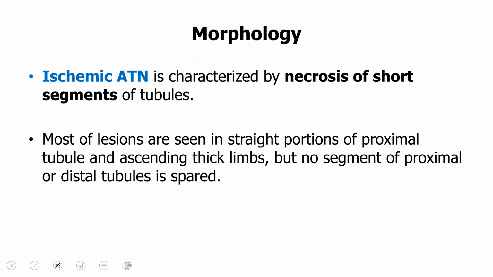So now let us talk about the morphology. I hope you will be clear about morphology if you are clear about the pathogenesis part of the video. In case of morphology, we should divide the morphology into ischemic acute tubular necrosis and toxin-mediated acute tubular necrosis. Basically, ischemic and toxin-mediated acute tubular necrosis are very similar, with only a slight difference that I'll be discussing in a later part of the video. So let us begin with ischemic acute tubular necrosis.